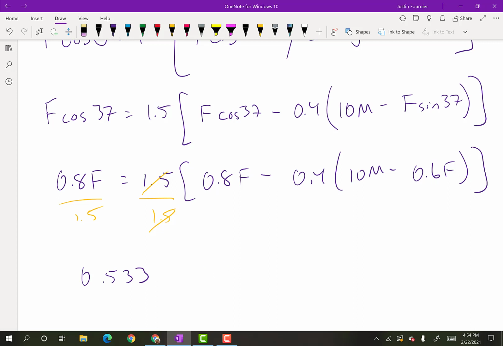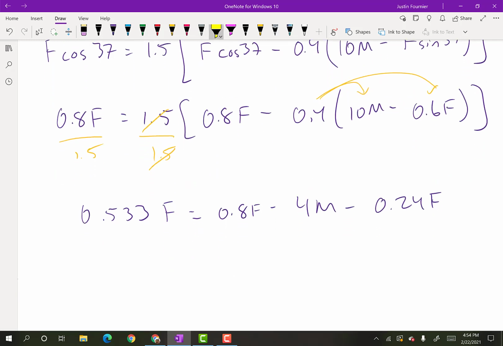0.533F equals 0.8F minus 0.4. Let's go ahead and distribute that 0.4. So I'm distributing also the 0.4 here. That's going to be 0.4 times 10, which is just 4. So 4m minus 0.6 times 0.4, I think that's 0.24F. There we go. So here we go, I got like terms here.